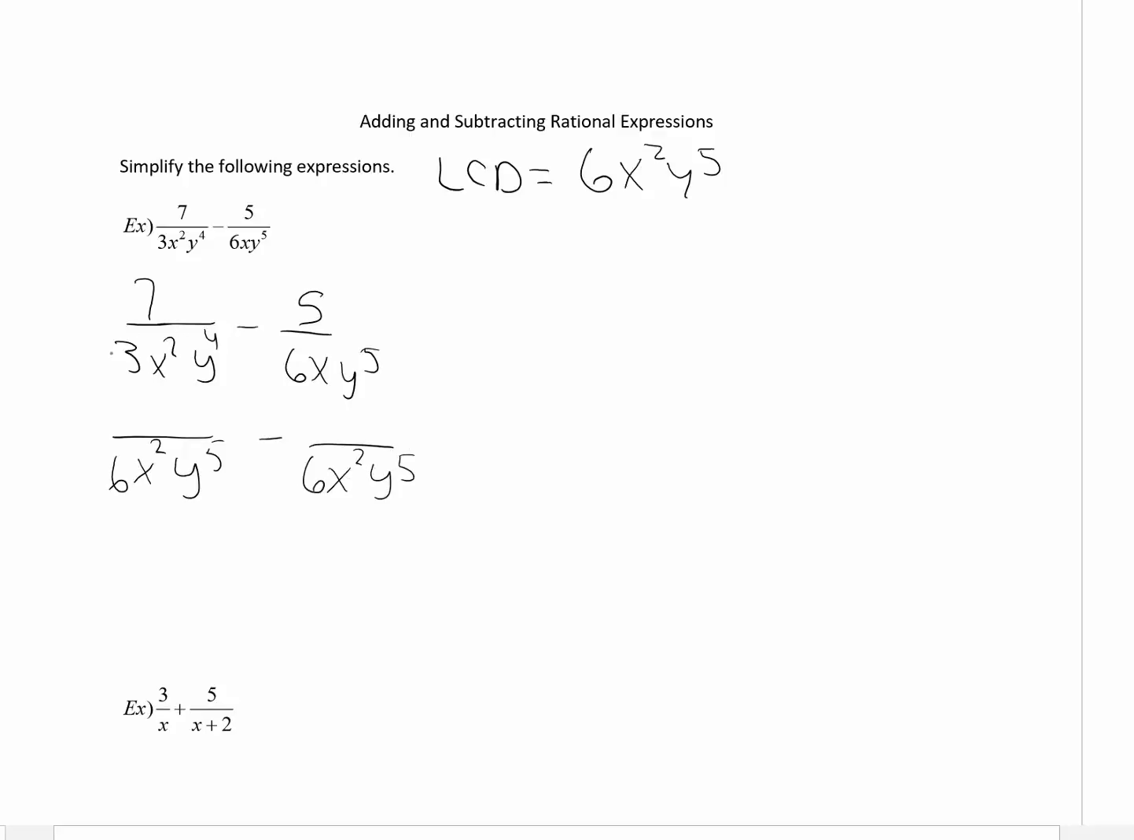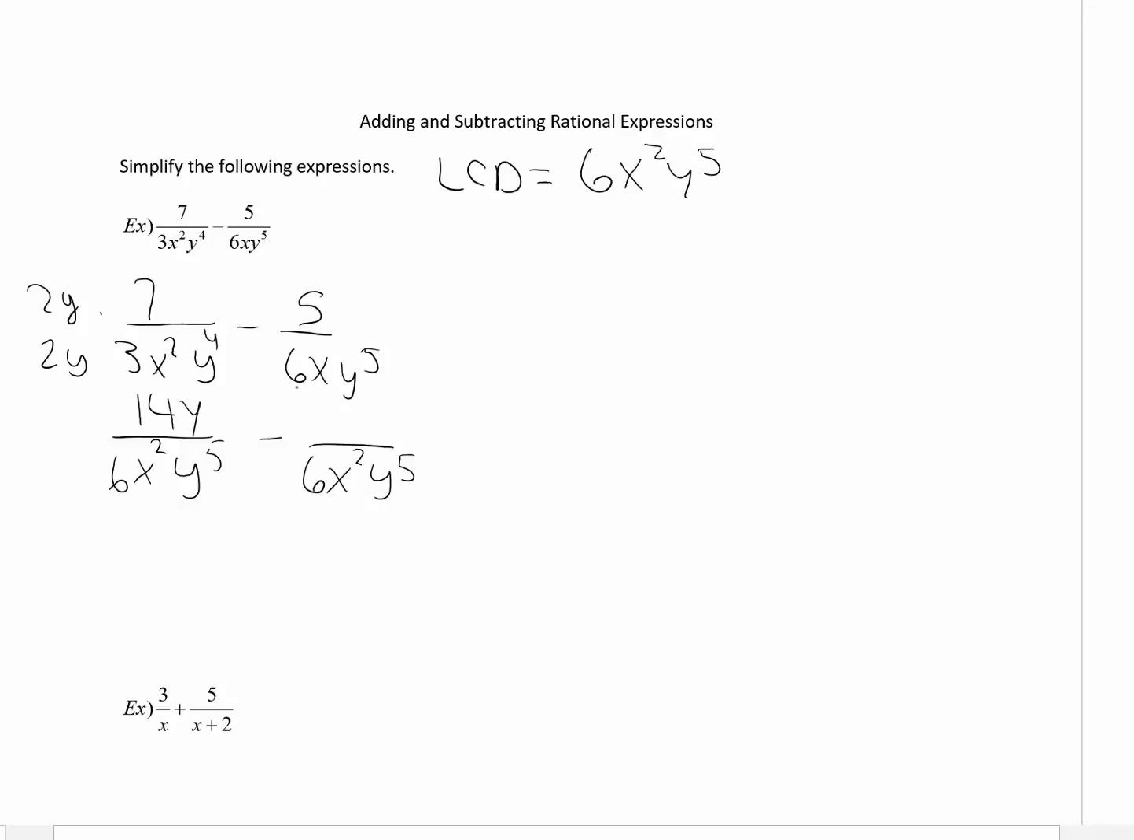Now, what factor am I missing in this denominator that's in my LCD here? Well, a 2, and I'm missing a y. So I need to multiply the top and the bottom by 2y. We do that because when you multiply by 1, nothing changes. 2y times 7 is 14y.